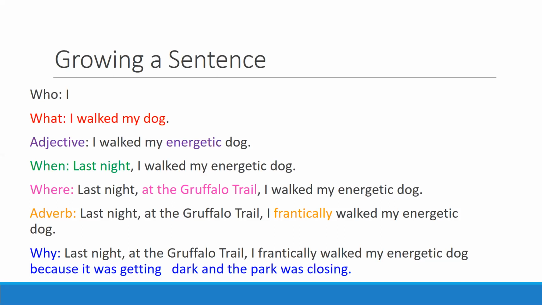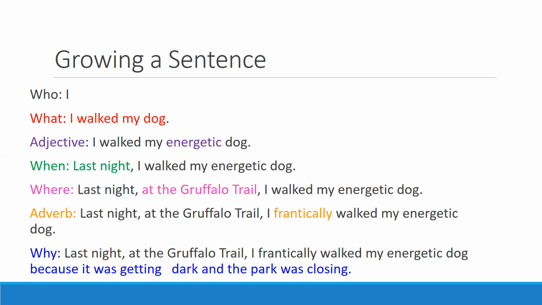Okay, so who? I talked about myself. What did I do? I walked my dog. I walked my energetic dog after adding in my adjective. When? Last night, I walked my energetic dog. Where did this happen? Last night at the Gruffalo Trail, I walked my energetic dog. Then I added in my adverb. Last night at the Gruffalo Trail, I frantically walked my energetic dog. And why did I do this? Well, last night at the Gruffalo Trail, I frantically walked my energetic dog because it was getting dark and the park was closing. And that's the end of growing a sentence.